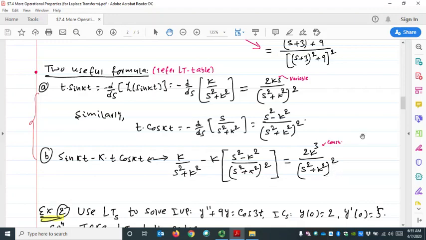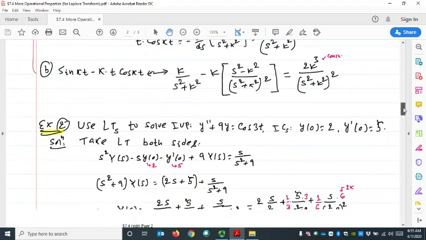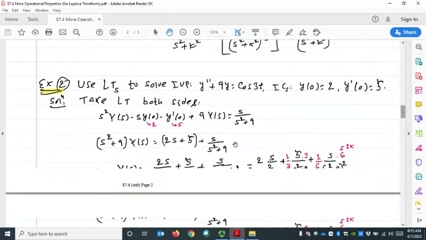Great. So let me scroll down. Example 2. That's better. Use Laplace transform to solve the initial value problem y double prime plus 9y equals cosine 3t, with initial conditions y(0) equals 2, y prime (0) equals 5. So let's start the solution. Take the Laplace transform of both sides. The Laplace transform of y double prime is this expression, plus 9 times the Laplace transform of little y, which is capital Y of s, equals the Laplace transform of cosine 3t, which is s over s squared plus 9.